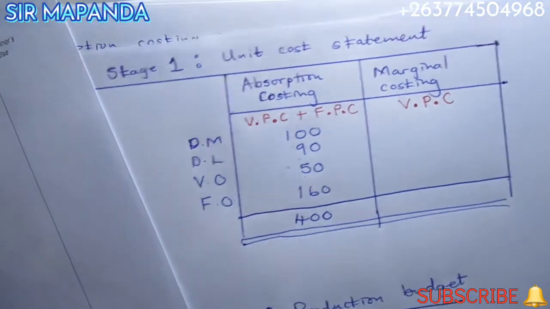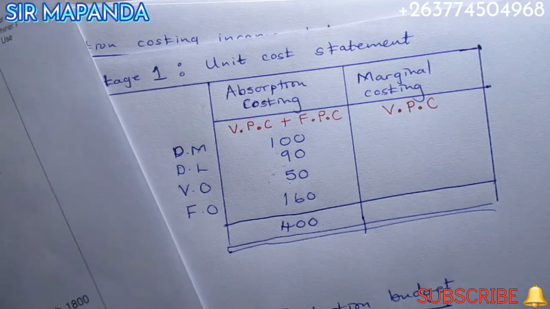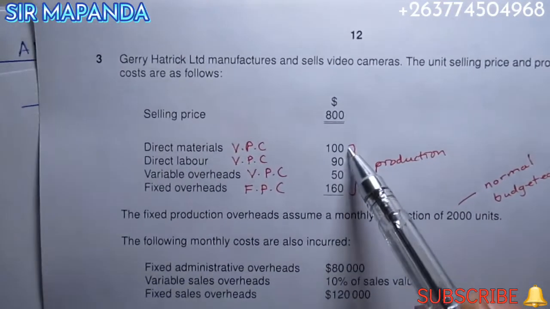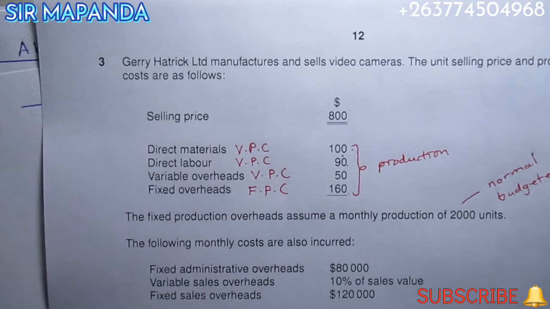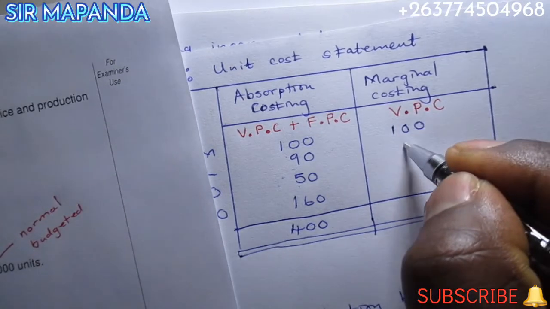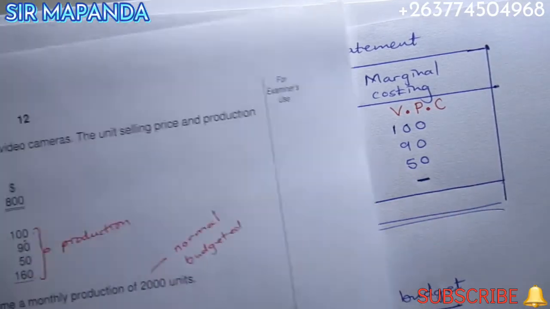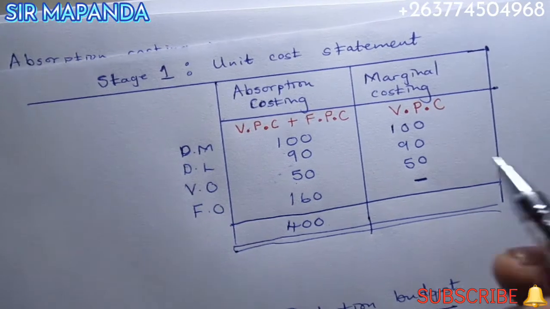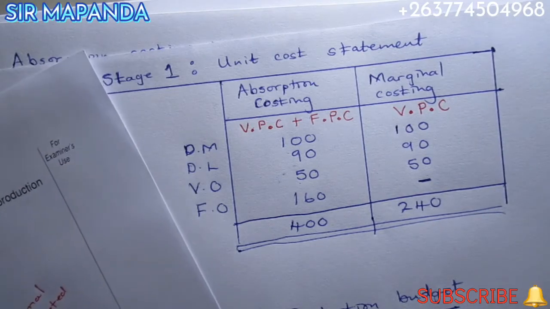Right. Then, under marginal costing, we only consider variable production cost per unit. It means I'm going to take the first three, which is 100, 90, and 50, but 160 is going to be excluded, since marginal costing does not take into account fixed production costs. I hope you are following. So I'm going to put 100 here. I put 90. I put 50. Then I'm going to put a dash on the fixed overheads. So if we add, you get 240. So 240 is the unit cost under marginal costing.